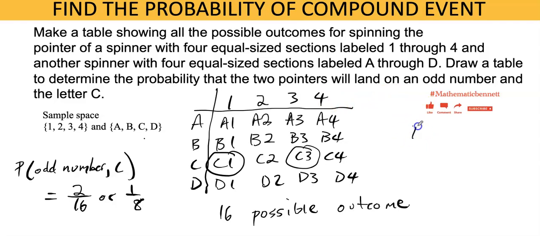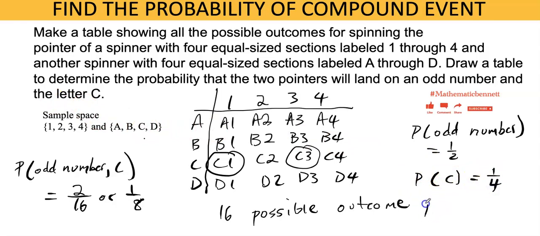Another way we could do it, we could find the probability of getting an odd number. Looking at this sample space, the probability of getting an odd number would have been 1 out of 2. The probability of getting C would have been 1 out of 4. So the probability of getting an odd number and C would be a half times a quarter, which is 1/8. So that's another way we could do it.